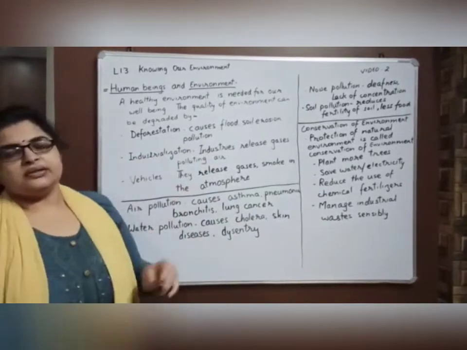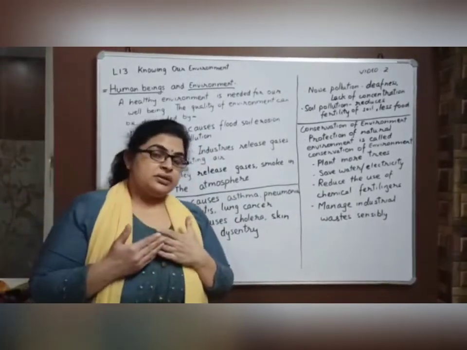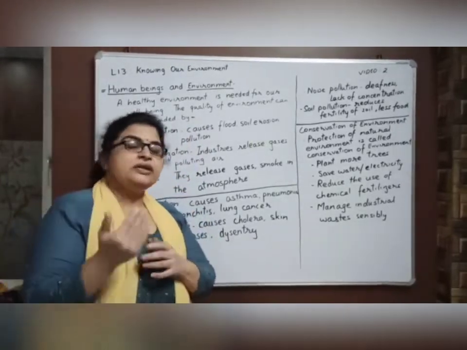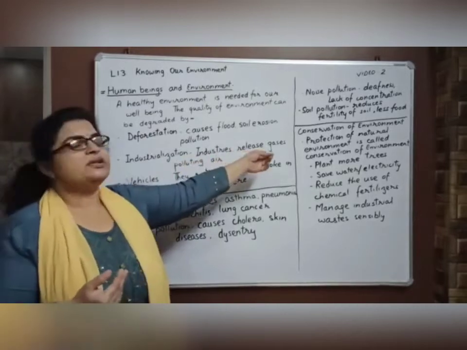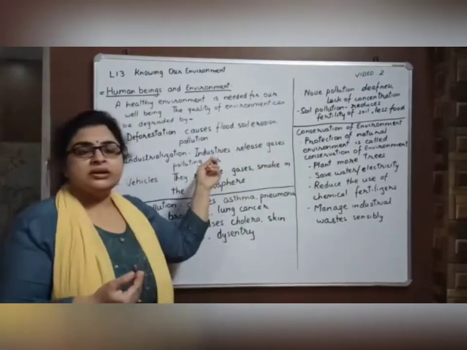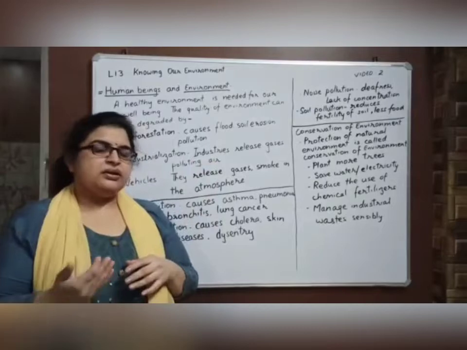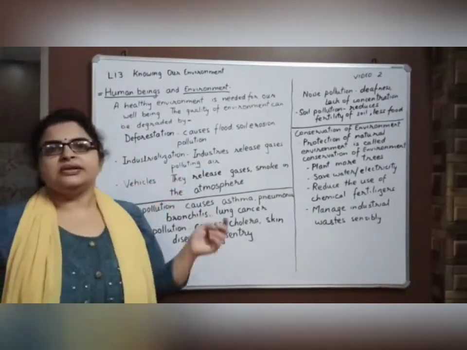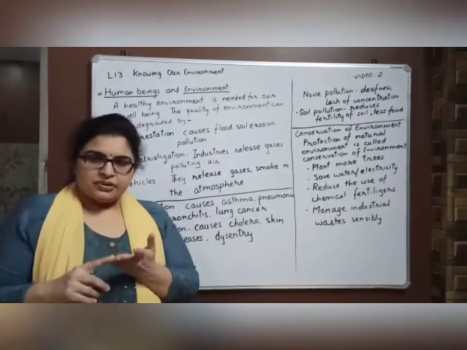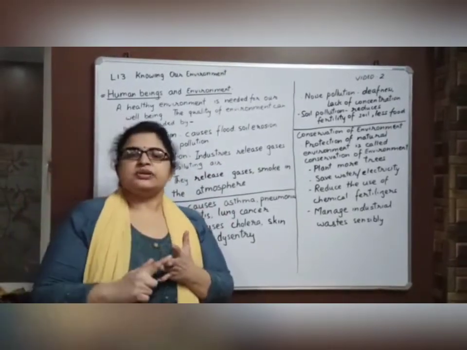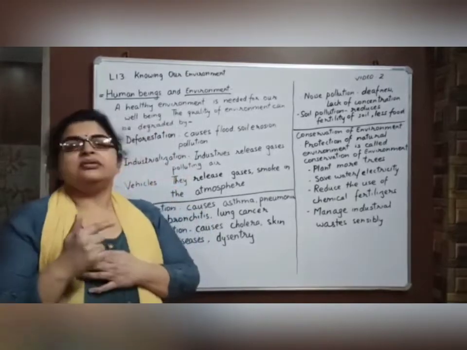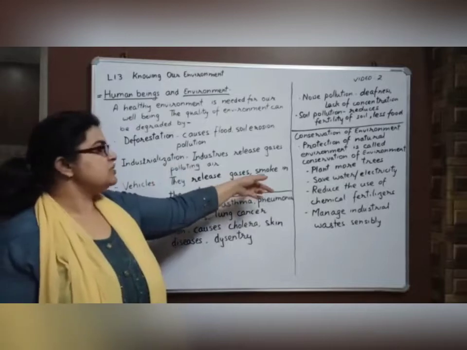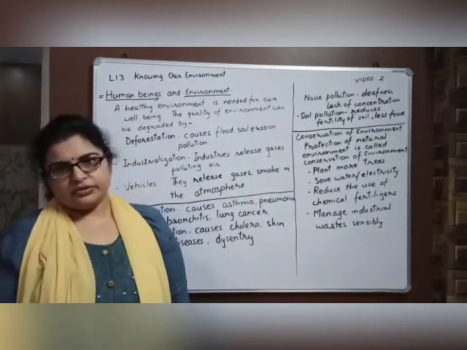Next is industrialization. Industrialization means the industries are increasing in number day by day. When the industries are increasing in number, what are they doing? They are releasing harmful gases into the atmosphere or in the air, and that is degrading our environment. Next is the vehicles. Trains are running, buses are there, everyone has their own motorcycle, scooter, car. They are causing pollution. How? Because they are releasing gases or smoke into the atmosphere.